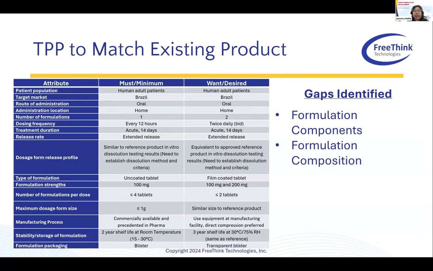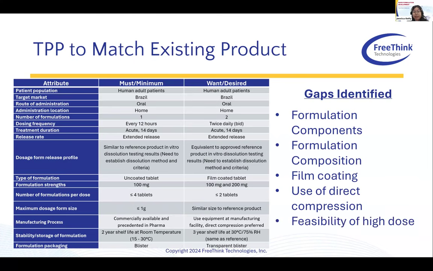So these considerations and other considerations that we identified in the example, like film coating, use of direct compression, and feasibility of high dose, and stability requirements should also be addressed in the research plan that follows development of this TPP.